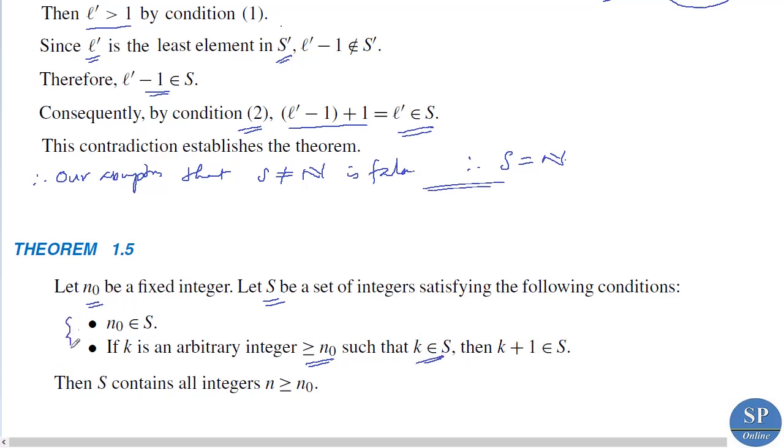If these two conditions are satisfied, then S contains all integers n greater than or equal to n naught. That is, let n naught be a fixed integer and S be a set of integers satisfying the following conditions: n naught belongs to S, and if k is an arbitrary integer greater than or equal to n naught such that k belongs to S, then k plus 1 also belongs to S. Then S contains all integers greater than or equal to n naught.